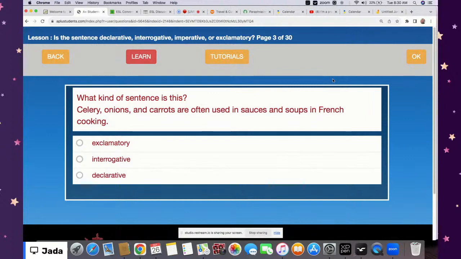So which one are we choosing? The third one, okay. Yes, because the third one is the declarative and it's making a sentence, a statement, or telling us something. So it's telling us what they used to make soup in French cooking.